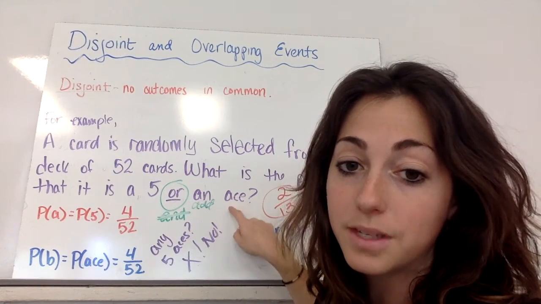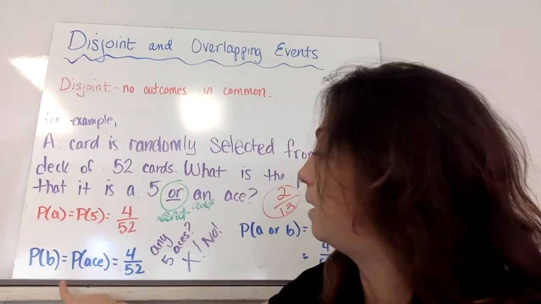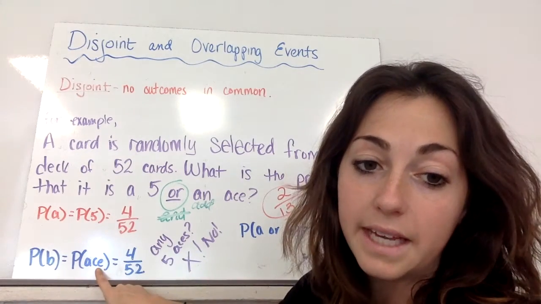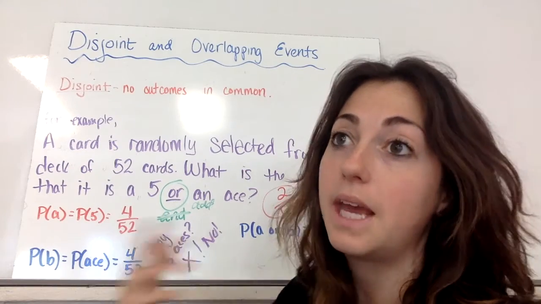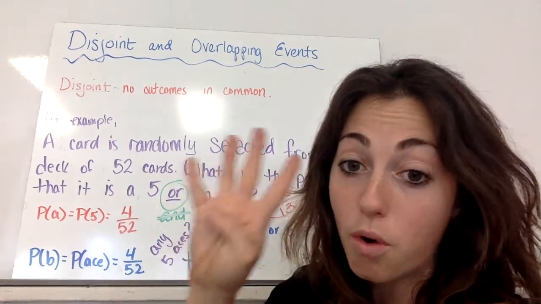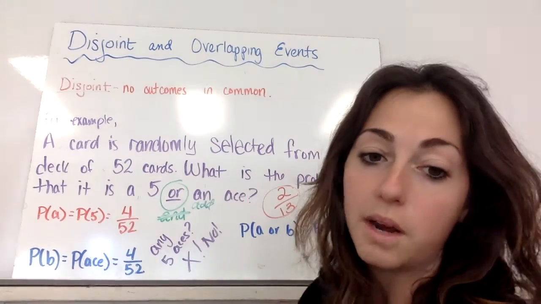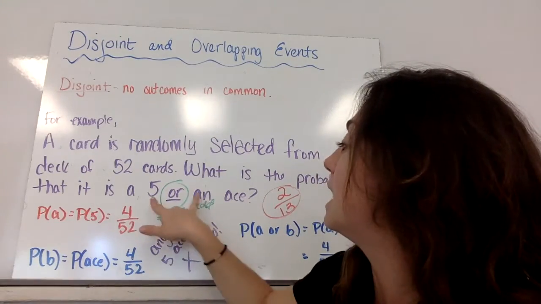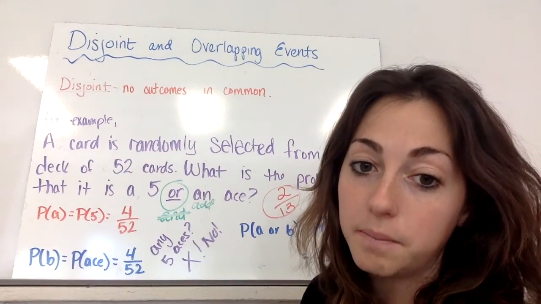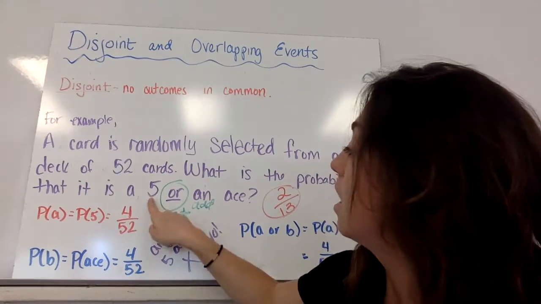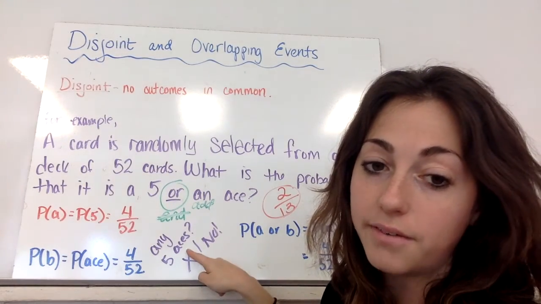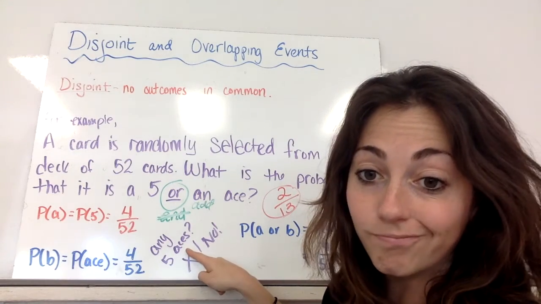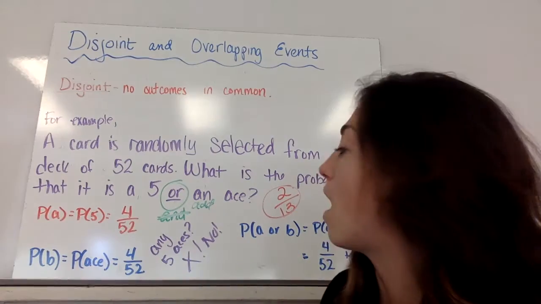Then we want to think about the second event, B, which is the probability of an ace. Same total, and we think how many aces are there in a standard deck of cards. There are 4, so that would make it 4 out of 52. And then you have to think, is there anything in common? Is there such a thing as a 5 ace? Nope, there is no 5 ace.